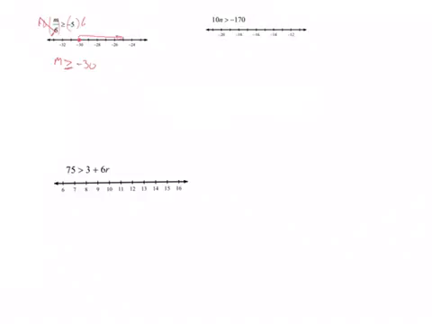This next one, 10 times n is greater than this, so the opposite of multiplying is going to be dividing by 10. So I end up with n is greater than negative 17.